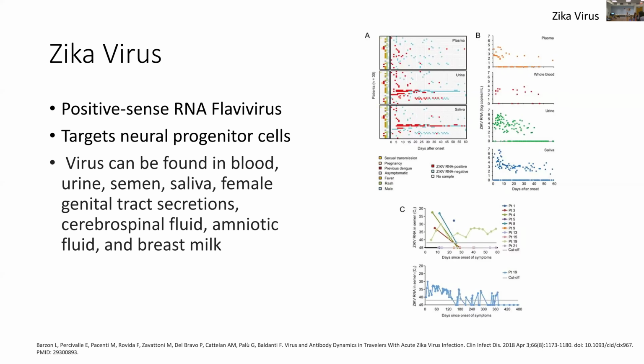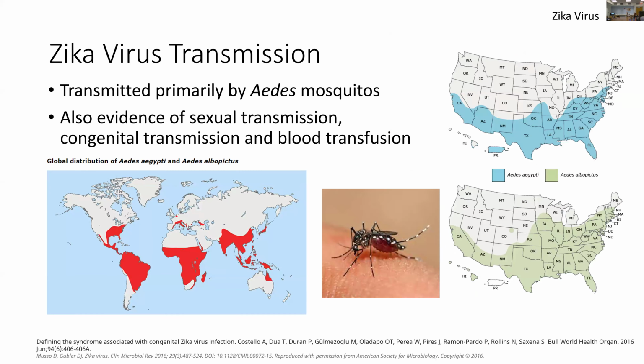But here you can see a study showing the presence of the Zika virus RNA in the plasma, whole blood, urine, saliva, and that it is maintained in semen over time. It's also been found in breast milk, cerebrospinal fluid, saliva, semen, and even tears. But as I said before, the main form of transmission is by the Aedes mosquito.